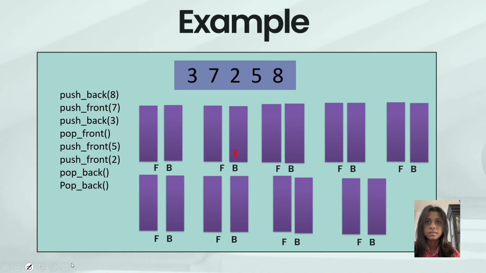And then, now push front 7. Push front 7 means you need to push 7 in the front stack. The front stack is here. You push 7, and 8 remains in the back stack. And then push back 3. Push back 3 means you need to push 3 in the back stack.